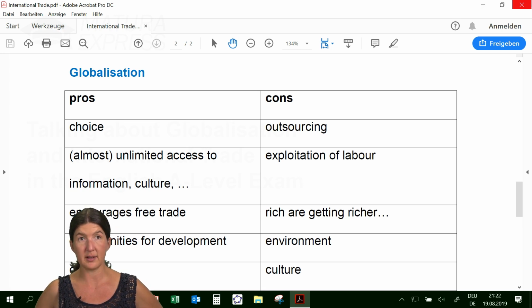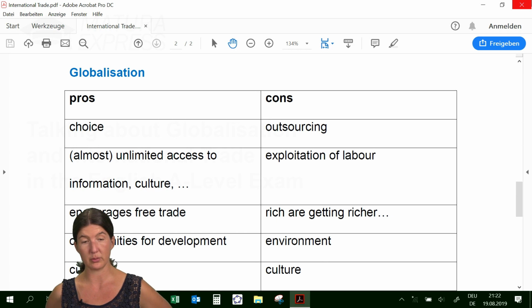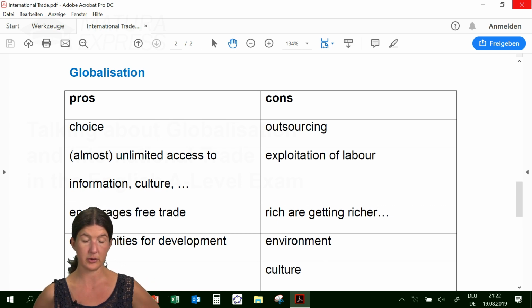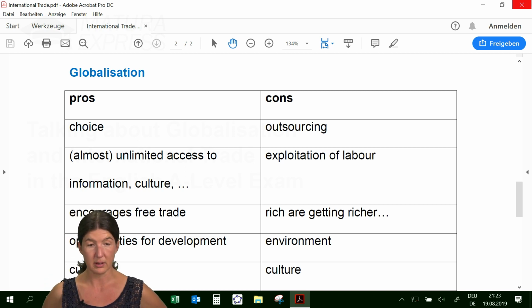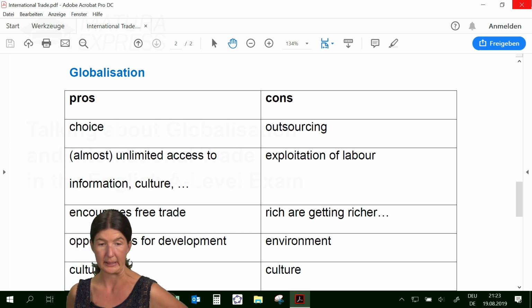So nothing is easier than ordering stuff from America, whatever. Might be quite expensive, but nevertheless, it's very easy. We have almost unlimited access to information and culture, almost, because there's still some countries who are quite cut off from the rest of the world, which don't have regular internet access and so on and so forth. But as a general rule, we can learn everything about other countries and cultures, and that's because of globalization and because of the internet, because it's the most important tool.